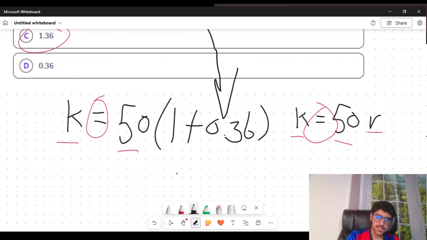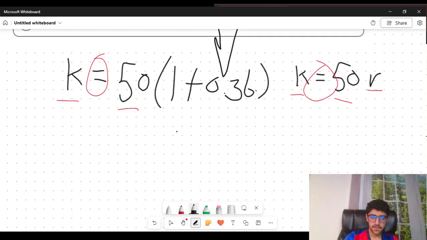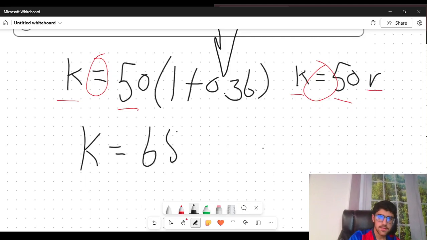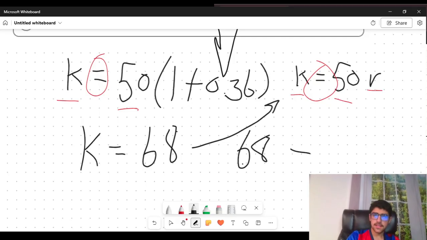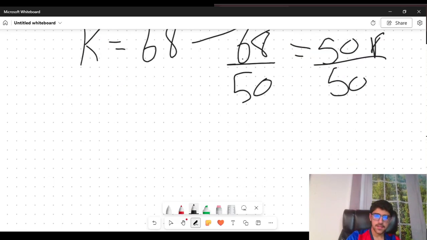Let's say you didn't recognize it. You solved for k. So 50 times 1.36, put that into decimals, 0.36. K is equal to 68. And then you plug it in here: 68 is equal to 50r. Solve for r by dividing both sides by 50. 68 divided by 50, I'm going to get the decimal form, because that's how all the answer options are. And that is 1.36, like we said before.